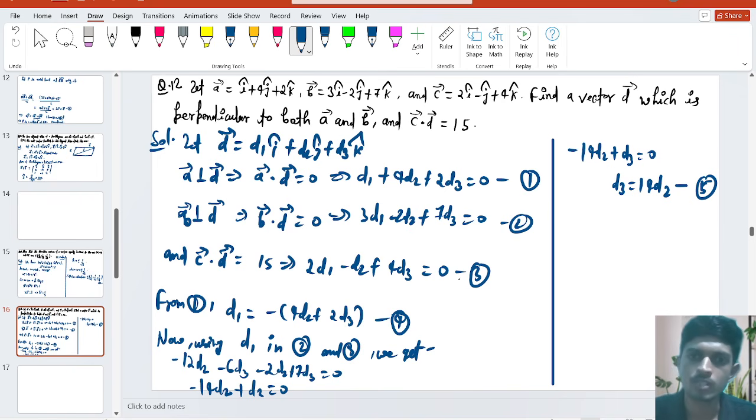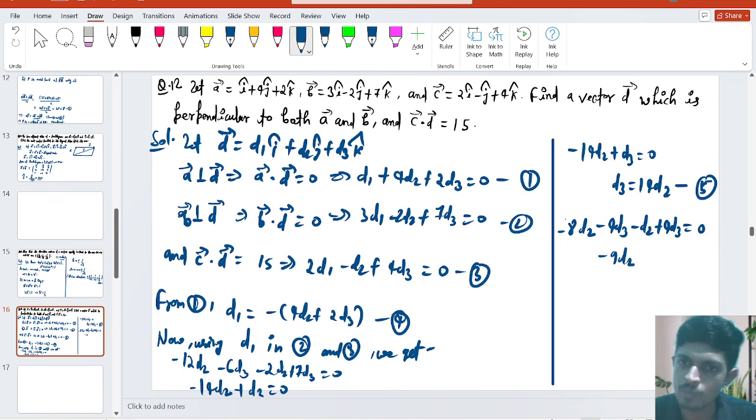So using this value in equation 3, this is the 2 times of D1. We're taking the 2 times of D1 here. This is minus 8 D2 and minus 4 D3, and this is minus D2 plus 4 D3 is equal to 0. Simplifying, you get minus 8 D2 minus D2, minus 9 D2. Minus 4 D3 plus 4 D3 cancels out here. So minus 9 D2 is equal to what? So D2 is equal to 0. You get D2 equal to 0.